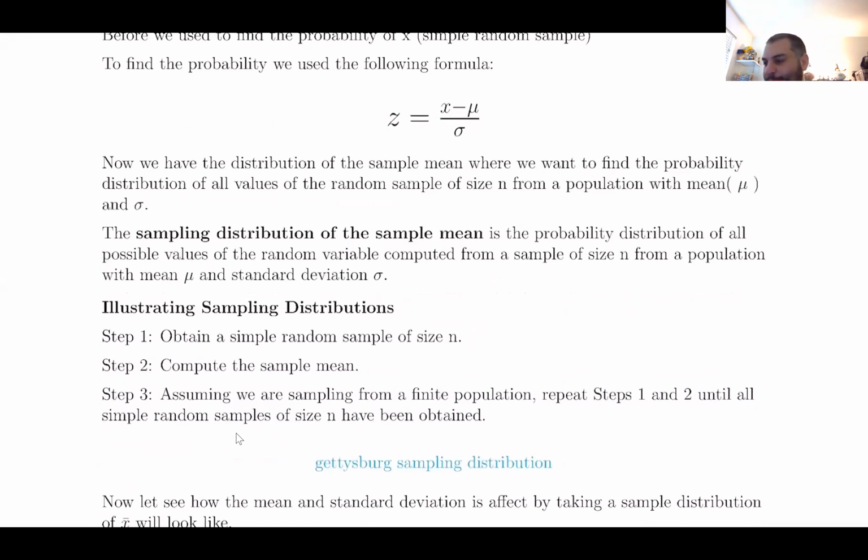Step number one, you want to obtain a simple random sample. Say a simple random sample of 30. Then you want to compute the sample mean of that. Let's say we get a sample mean of 10. But this sample mean is now going to be one data point.